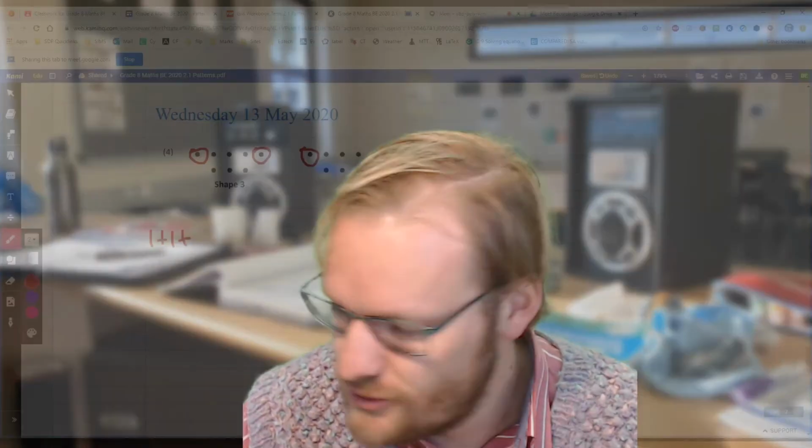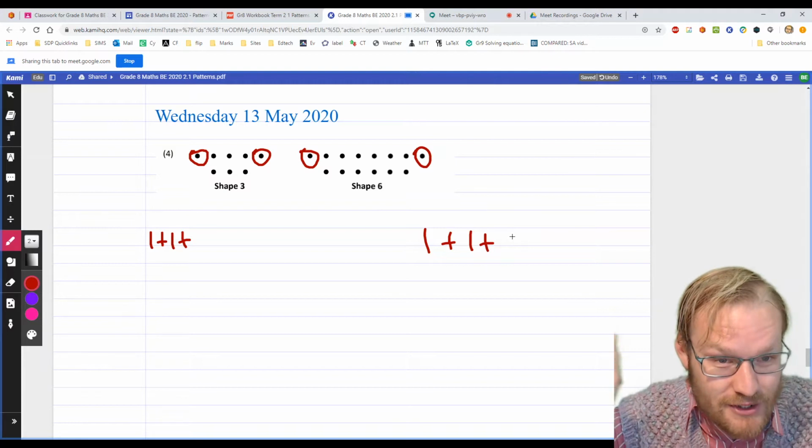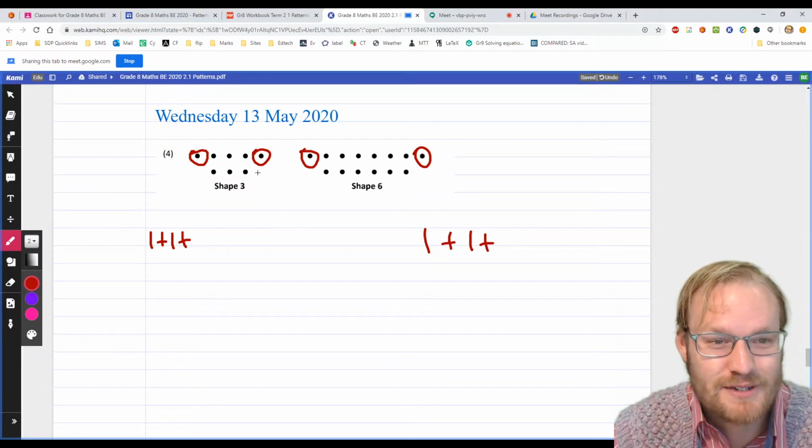To my mind, I go, well, maybe I could say that to start with, there's one on each end. And in shape 6, it's the same. We've got one on each end. So we're always going to start with 1 plus 1 plus whatever else there is. We started with those two things on the outside. That's the first thing that sticks out to me. Maybe I'm seeing some sort of face, with the ears or the antenna out there, whatever it is.